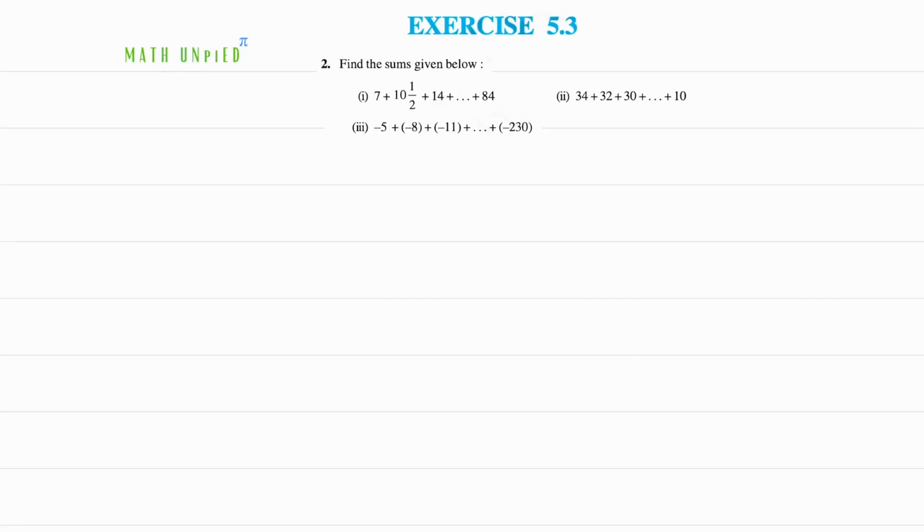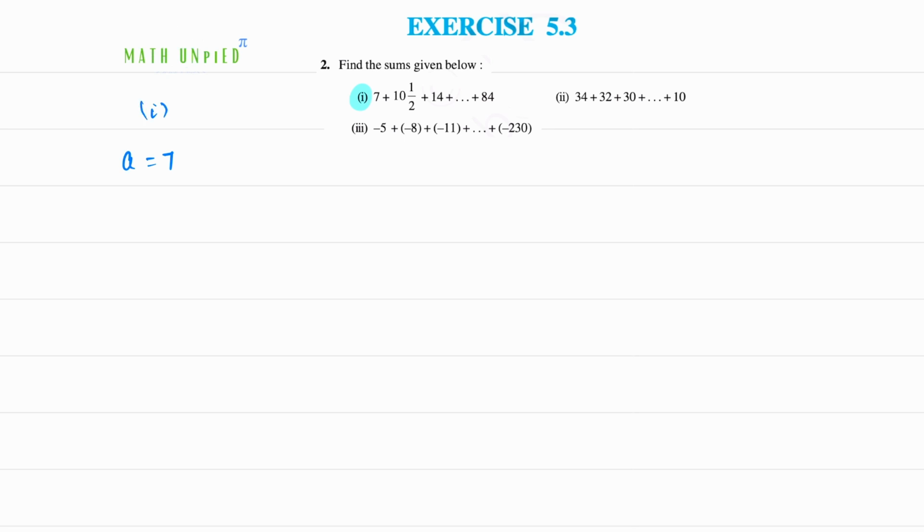Now let's move on to the second problem. Find the sums given below. The first subdivision is 7 plus 10 and a half plus 14 and so on up to 84. So A equals 7. So this is the first subdivision. A equals 7, L or an equals 84.